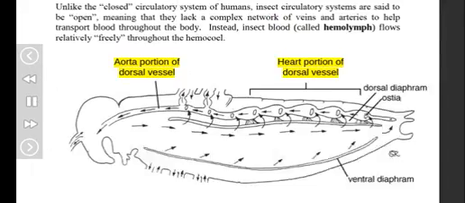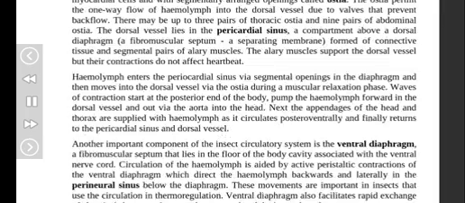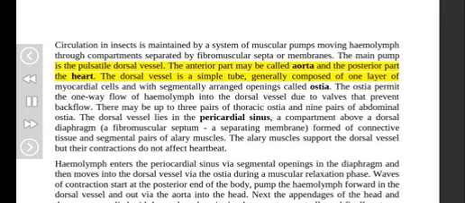Circulation in insects is maintained by a system of muscular pumps moving hemolymph through compartments separated by fibromuscular septal membranes. The main pump is the pulsatile dorsal vessel. The anterior part may be called aorta and the posterior part the heart. The dorsal vessel is a simple tube, generally composed of one layer of myocardial cells and with segmentally arranged openings called ostia. The ostia permit the one-way flow of hemolymph into the dorsal vessel due to valves that prevent backflow. There may be up to 3 pairs of thoracic ostia and 9 pairs of abdominal ostia.